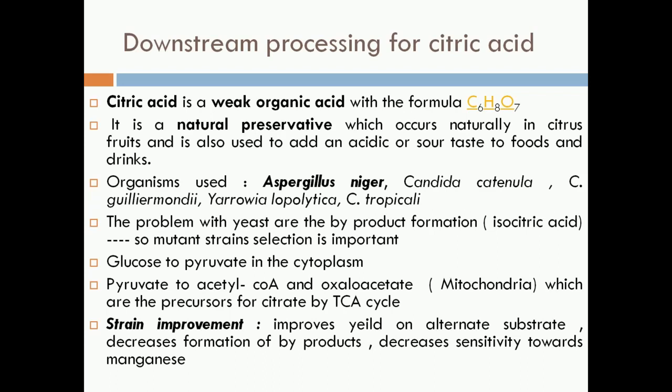There are various techniques by which you can try to improve the strain, either by changing the substrate in which the organism is growing, or by avoiding the presence of certain ions or trace elements like manganese, etc. That helps in synthesis of citric acid. Basically, glucose is converted to pyruvate in the cytoplasm, and pyruvate is converted to acetyl-CoA and oxaloacetate in the mitochondria, which are the precursors for citric acid or citrate production by the TCA cycle or Krebs cycle.